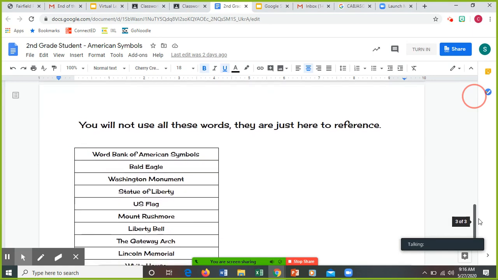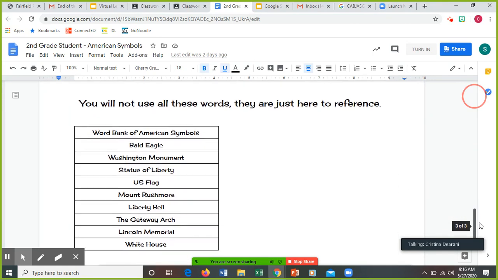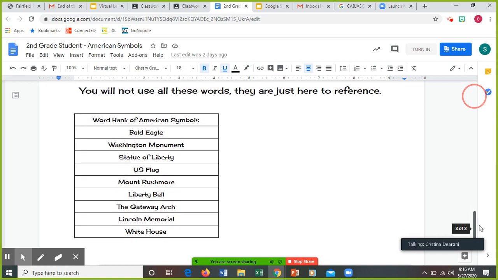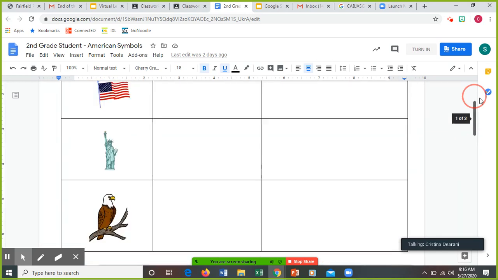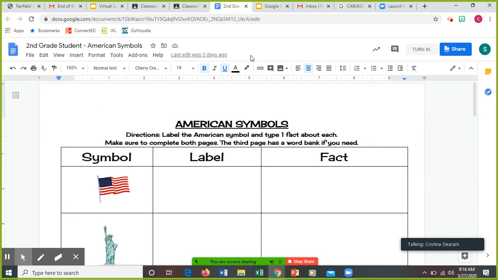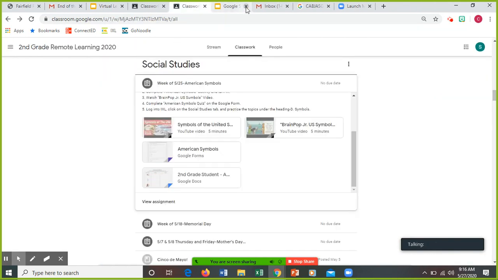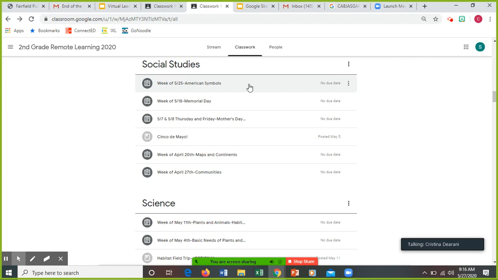Okay. You will not use all of these words. They are just here to reference. So there's a word bank if you need it of the symbols. And then you're going to turn that in. And then you have your quiz. And that's everything for today. Let's take some questions now.